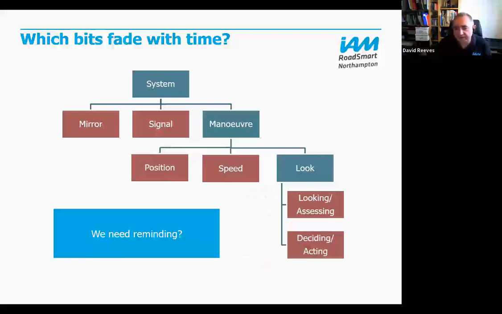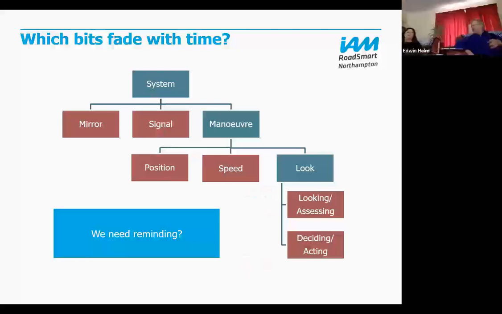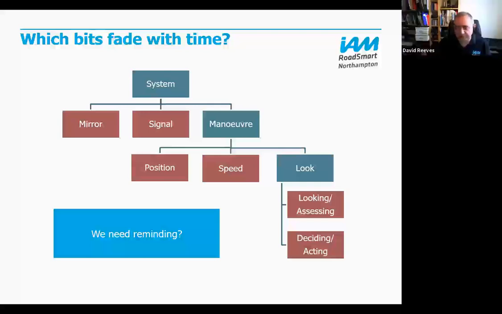Okay, come back to that in a moment. So what about our system? What about Roadcraft and our system again? Where on earth did that come from?